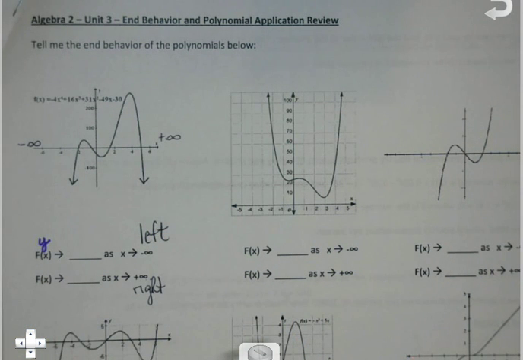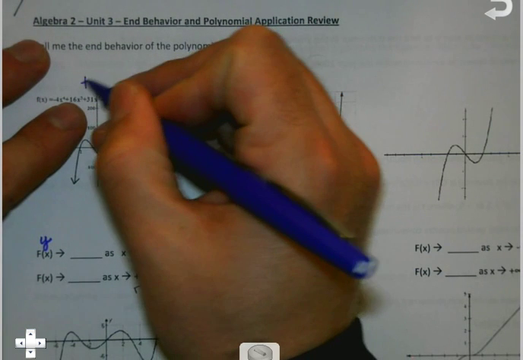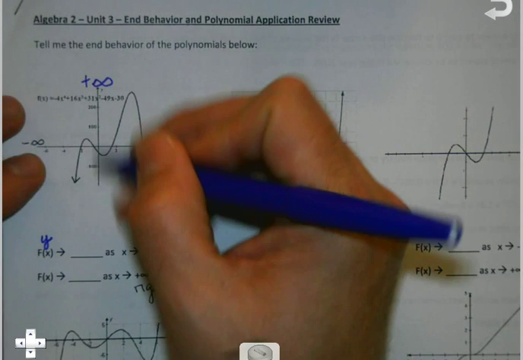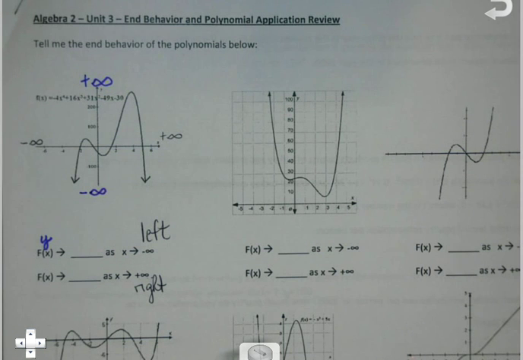the y part of things. And again, when we're looking at the y-axis, as we go up, we head towards the more positive numbers, so positive infinity. As we go downward, we head towards more negative numbers, or negative infinity.